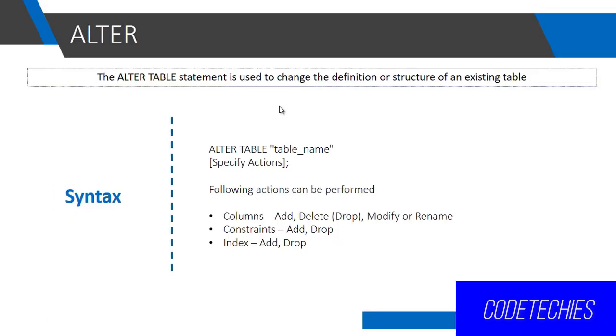So the syntax of this alter command goes like this. We will write alter table and then write the table name and then we will specify the action. Actions can be broadly classified into 3 parts. One will be actions on columns, which will include adding, deleting, modifying, or renaming a column. Or it can be on constraints, which will include adding or deleting a constraint, or you can add or delete an index. Let us first look at how to add or delete a column.